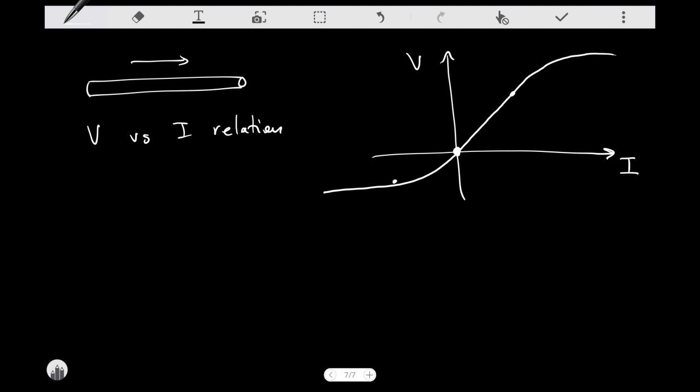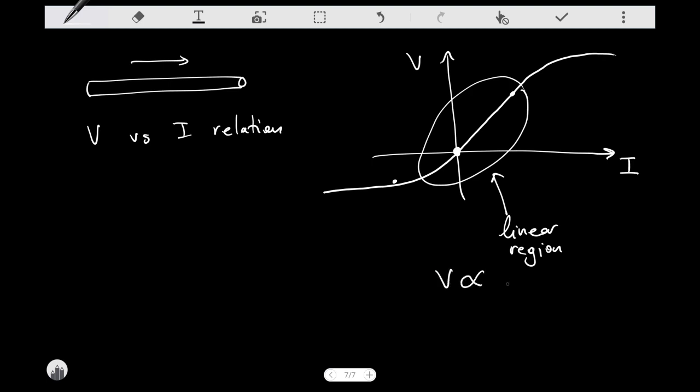Now it appears that this is usually a curved graph like that, but there's some kind of a region in here. So specifically this region in here, right? This is called a linear region, where for these kinds of values of the current and the potential difference, they are proportional to each other. So V is proportional to the current. Okay. In that case, of course, we say that we are in the ohmic regime.